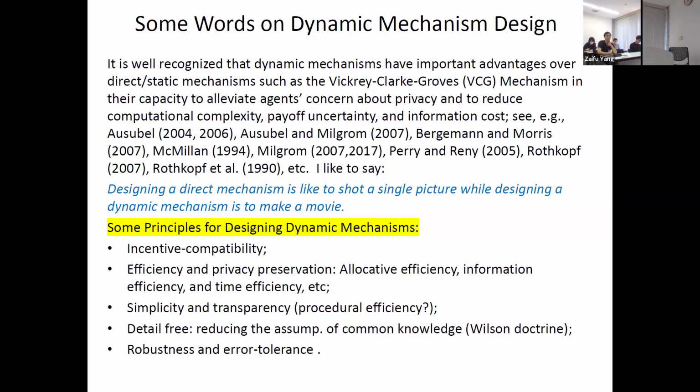Then it's about robustness and error tolerance. So we should have a mechanism which can tolerate misdemeanors or minor offenses. Otherwise, we should have some punishment. So in our dynamic auction design, we will have almost all these essential features.